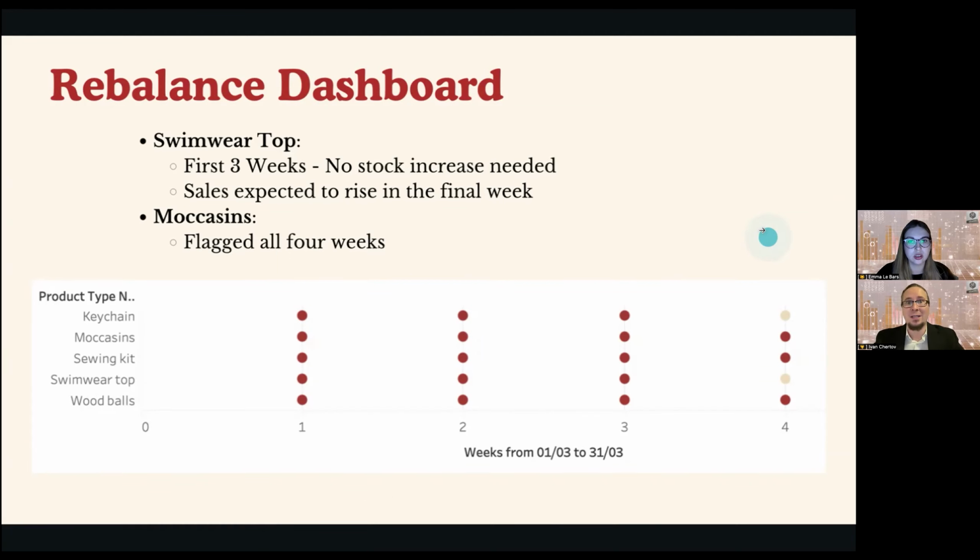This allows proactive restocking. And for moccasins, they are flagged across all 4 weeks, indicating constantly low performance. This signals a need for reevaluation of their stock levels or potential removal. By identifying these trends weekly, the dashboard supports targeted decisions, ensuring space is used efficiently and demand is met effectively.